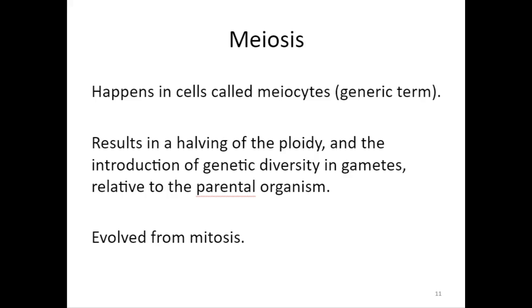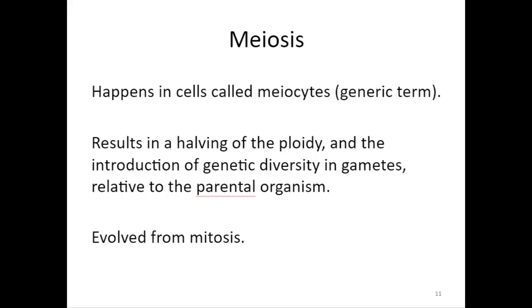This is a little short video that I'm making for you about the topic of meiosis. Meiosis is a cellular process that happens in eukaryotic cells, and it only happens in certain cells, which are referred to generically as meiocytes. The purpose of meiosis is to begin typically with a diploid cell and have the ploidy go from diploid to haploid, and also introduce genetic diversity, all for the purpose of making gametes that are different or somewhat different from the parental organism.